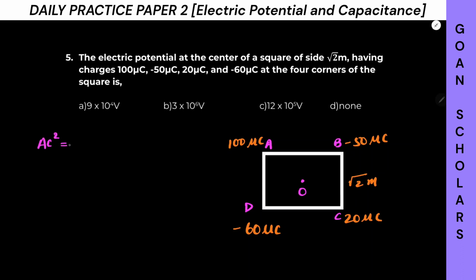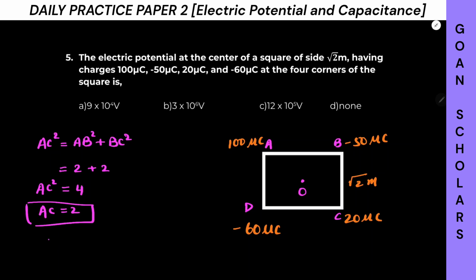So AC square equals AB square plus BC square using Pythagoras theorem, right? Because this side will be the hypotenuse of this triangle ABC, right? So AC square is AB square plus BC square. What is AB? Root 2. So root 2 square is 2, and BC square, root 2 square is 2. So it will be 4. So AC square is 4. So AC is nothing but 2.